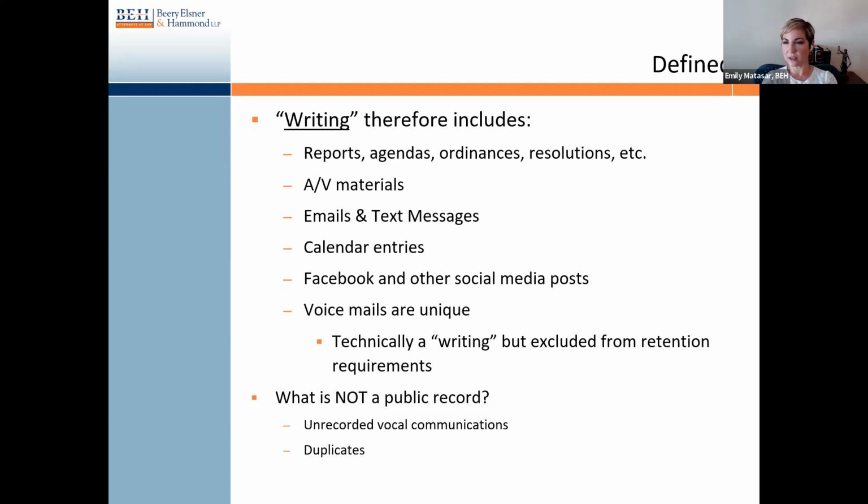So a conversation you had in the hallway with a coworker about a land use application or something that was unrecorded, that was not part of a public meeting, that didn't make it into any minutes, that's not a public record. Also, duplicates are not public records.